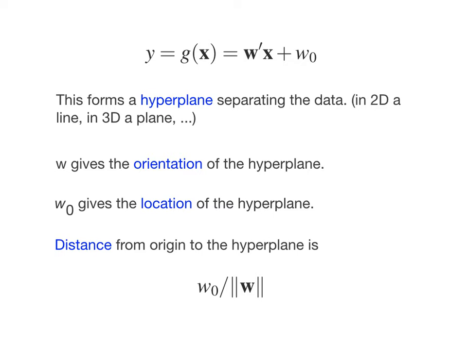So defining this, we're essentially defining a hyperplane that separates the data. In 2 dimensions, this will be a line. In 3 dimensions, a plane, but regardless, it's just straight. The W vector gives the orientation of the hyperplane, and W0 gives the location of the hyperplane. And we can look at the distance from the 0 point, the origin, in that way.